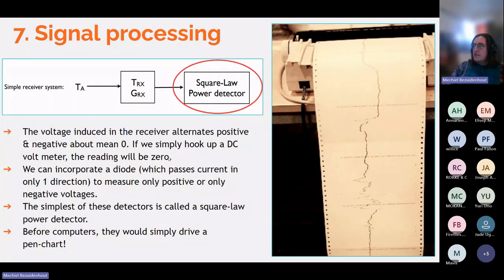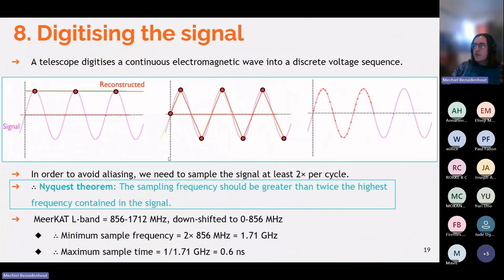Nowadays, we don't use pens, thankfully. We use digitization of the signal. So the telescope takes a continuous electromagnetic wave and it digitizes it into a discrete voltage sequence. So it measures the discrete voltage values.